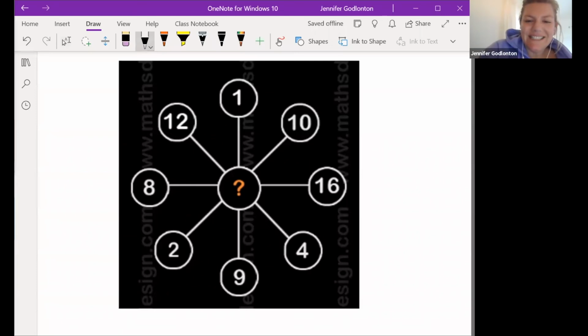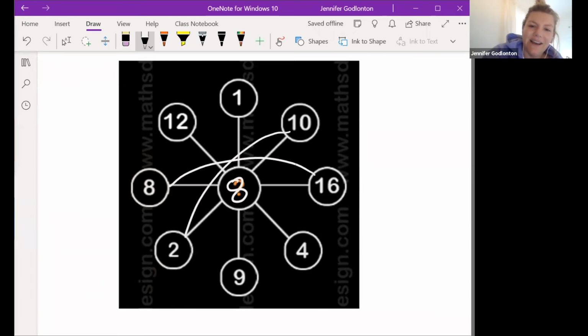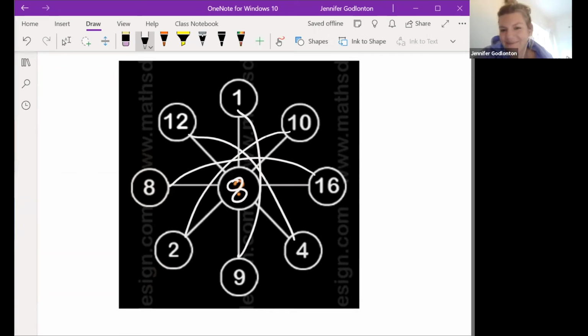The answer was indeed 8. You would have to do the same thing to everything in order to get that middle number. So 16 minus 8 would give us 8. 10 minus 2 gives us 8. 12 minus 4 gives us 8. 9 minus 1 gives us 8. So all of them would give us 8 if we subtracted one from the other. And that was our little brain break.